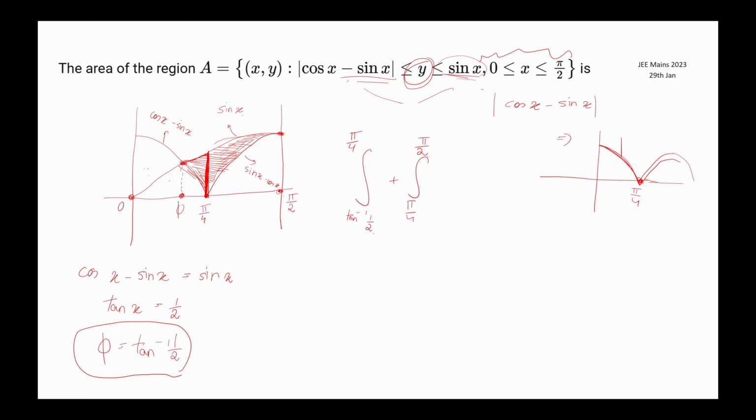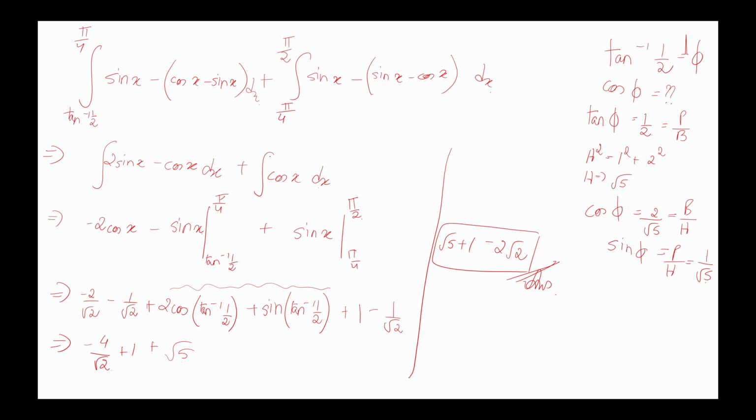Now another catch in this question was the point of intersection of these two curves. I assume it to be phi, and I find the value of phi to be tan inverse half. Now I cannot really find the value of phi in terms of any degree. So what I do is I find it as perpendicular by base, and I find my hypotenuse, and then I calculate my cos phi and sin phi, and then I use them in finding the integration. So this is how this question is done. Let's move on to the next question.